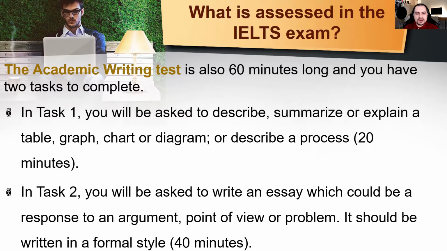Now, regarding the academic writing test, this test is also 60 minutes long, and you have to complete 2 tasks. Task number 1 is basically you have to describe or summarize a chart, and you have to describe a process, and you got 20 minutes for that. And for task number 2, you just need to write an essay in response to an argument, point of view, or problem, and you got 40 minutes to complete this essay, okay?